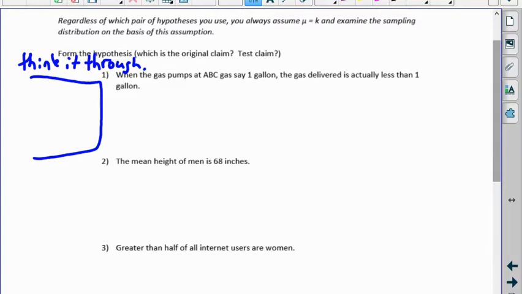So, when the gas pumps at ABC Gas say 1 gallon, the gas delivered is actually less than 1 gallon. So, what kind of equal signs or inequalities can you write from this statement here? And what symbol would you use? Would you use a mu or would you use a p?